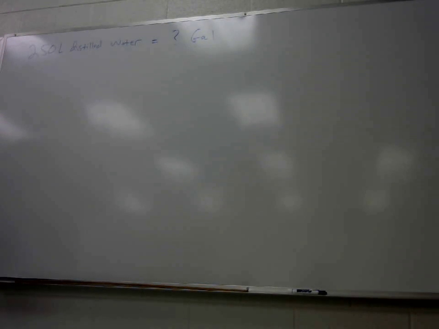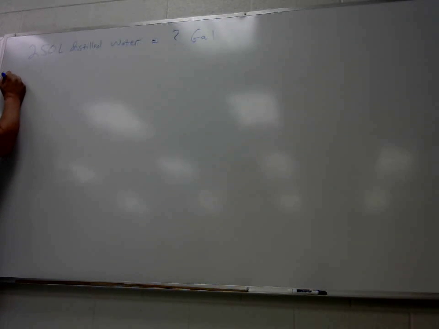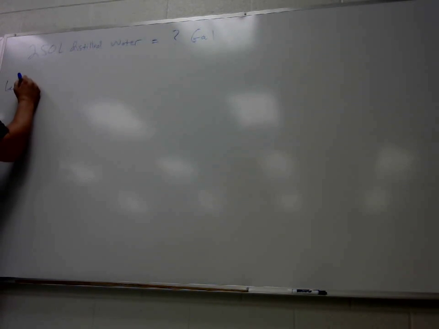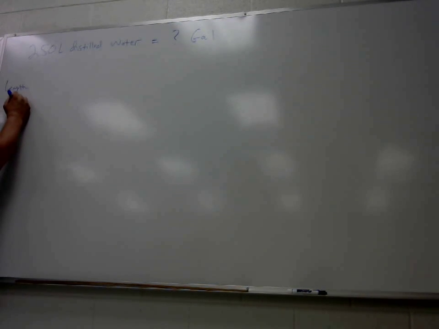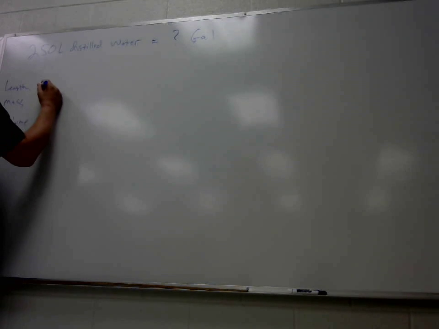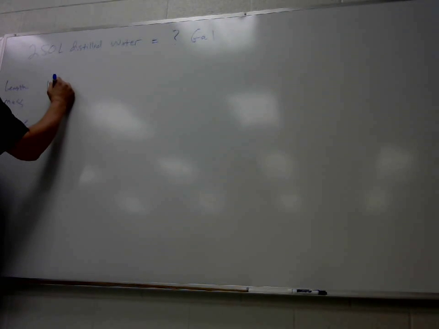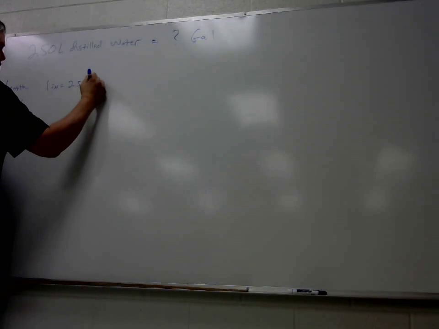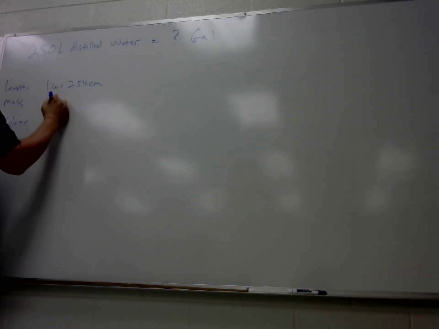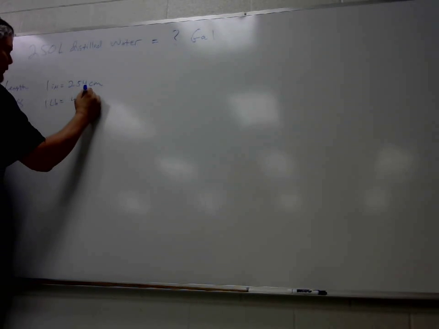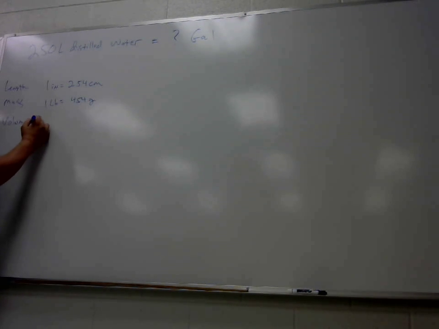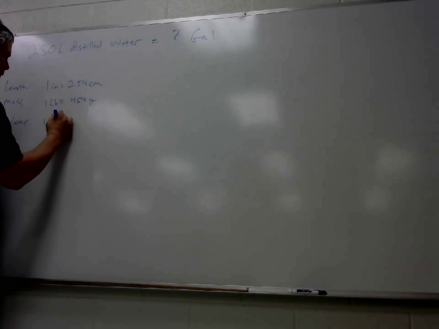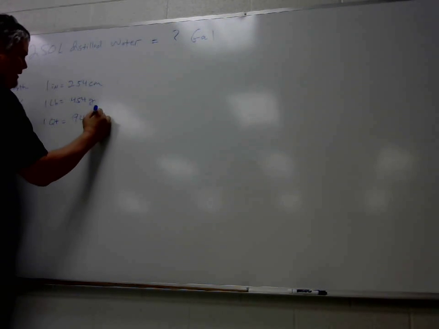For the rest of the semester, I recommend you learn 3 conversions: pick one each for length, mass, and volume. Learn it, stick to it, know it to where you can recite it in your sleep. The 3 that I would like for you to learn: 1 inch is equal to 2.54 centimeters. With mass, 1 pound is equal to 454 grams. And volume, 1 quart is equal to 946 milliliters.